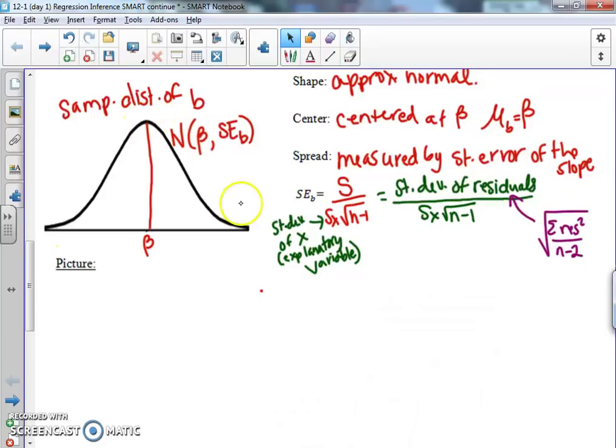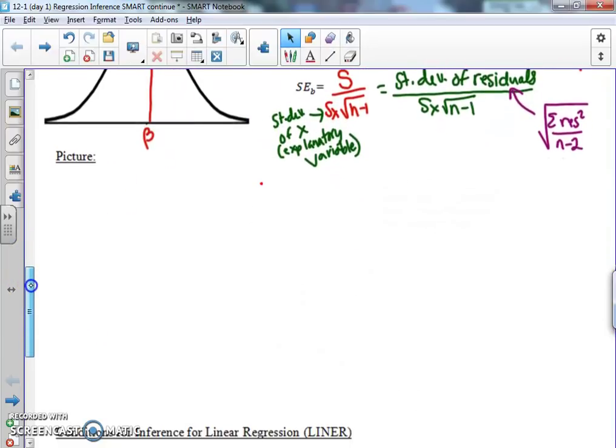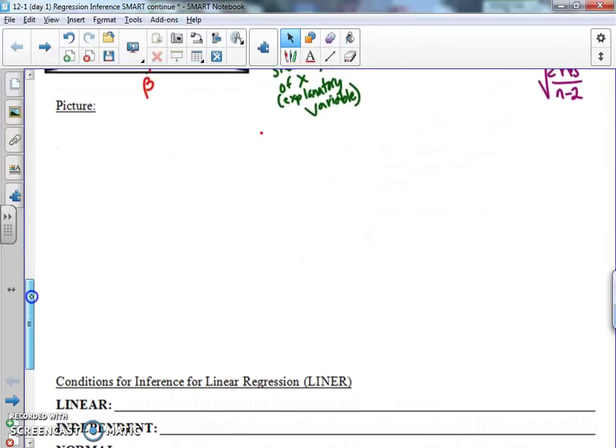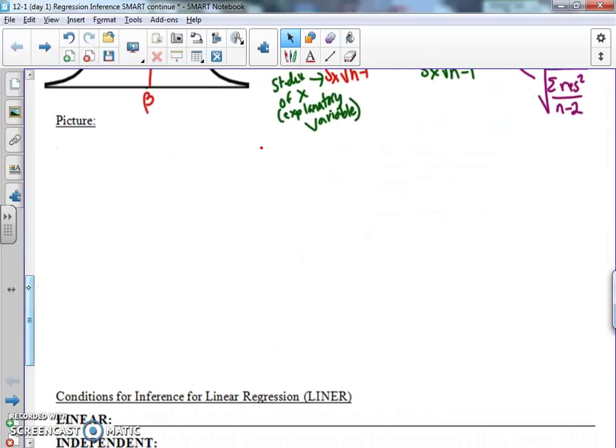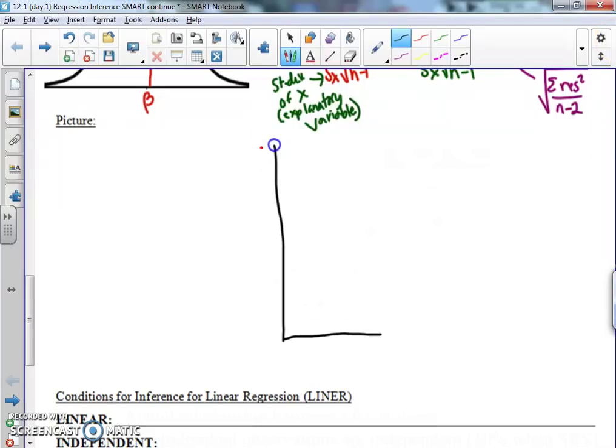Now there's a new kind of picture I want to show you that actually ties into the conditions that we have to meet for inference. We always have to look at conditions when we're doing a significance test or a confidence interval. So the idea here is that I could draw another graph almost, and look at certain GPAs, because remember, that's my explanatory variable. So let's say I look at a GPA of 2.0.